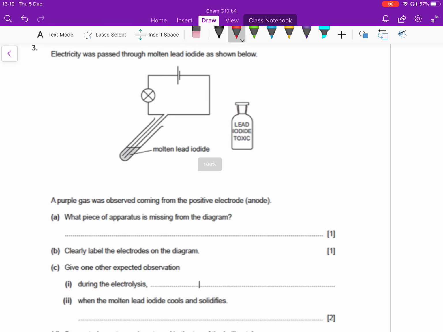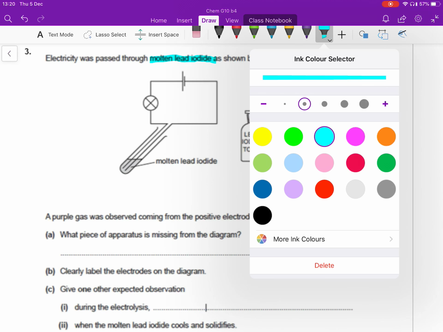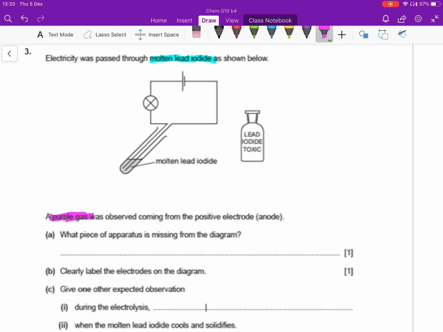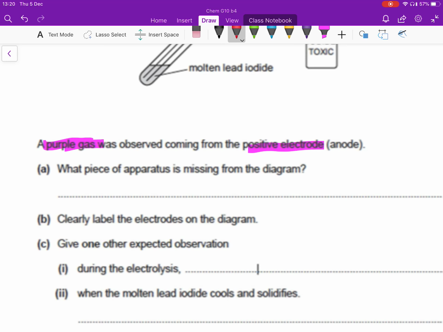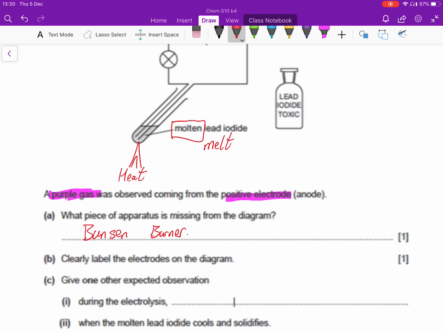Okay, question 3. Electricity was passed through molten lead iodide, and we also formed a purple gas from the positive electrode. So, what piece of apparatus is missing? Well, it's molten, so that means we need to melt it, and in order to melt it, I need some heat from a Bunsen burner. Clearly label the electrodes on the diagram. Well, the electrodes are here.